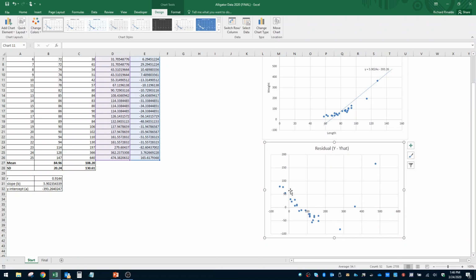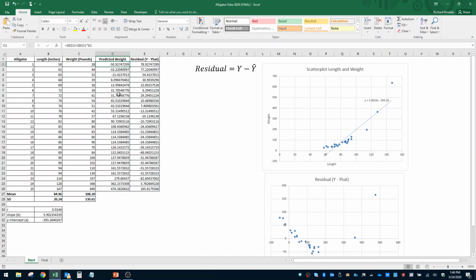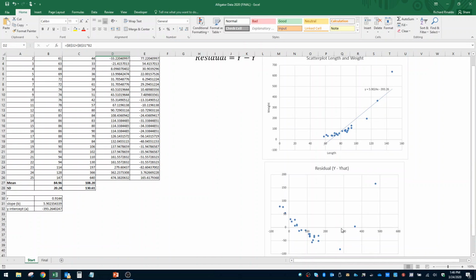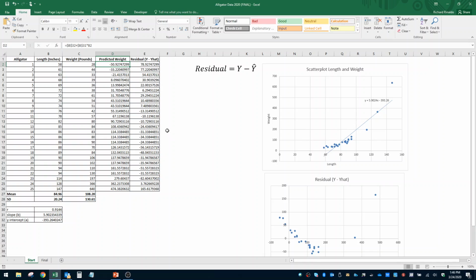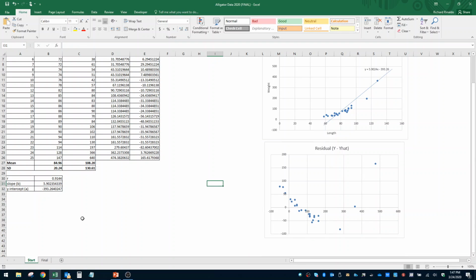I have a positive residual for the lower values, and that's because I'm underestimating the weight. When I get into the middle of the distribution, I end up with negative residuals because I'm overestimating the predicted weight. I can see this is higher here. And then at the tail end, I'm once again underestimating. My predicted weight underestimates the actual weight. So I have a problem.